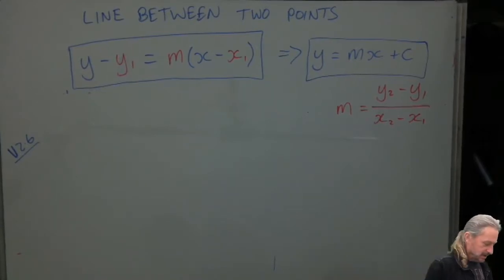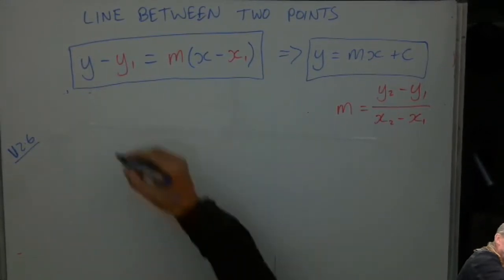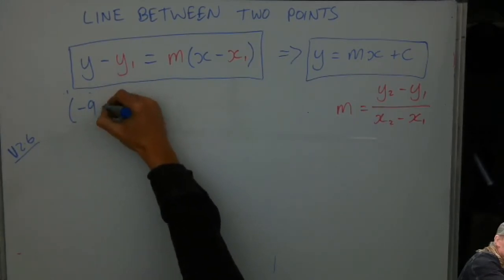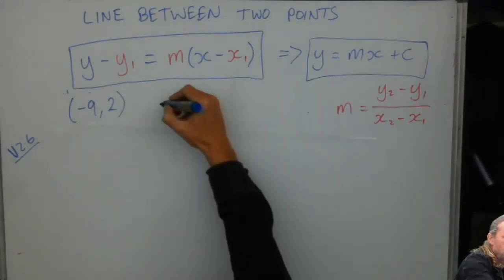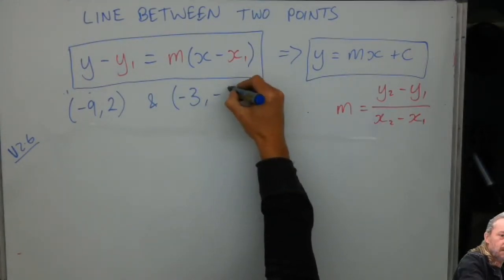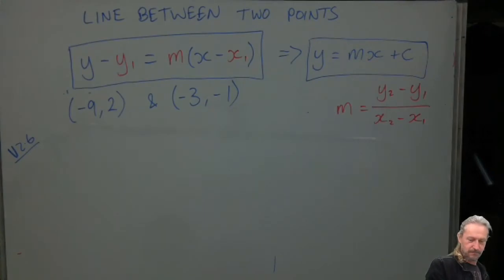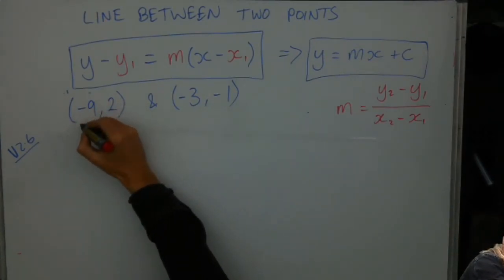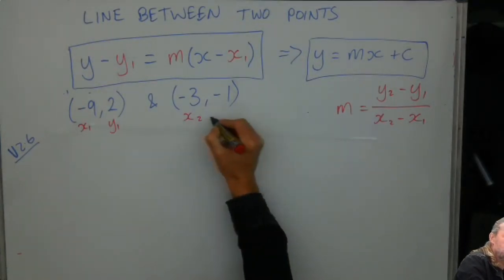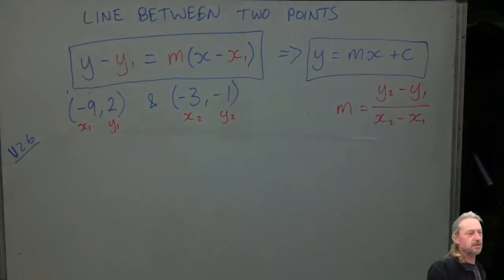So our 2 points in this case are negative 9, comma 2, and 3, comma negative 1. So let's just give these names. Let's make this one x1, y1, x2, y2. And first we'll do this.